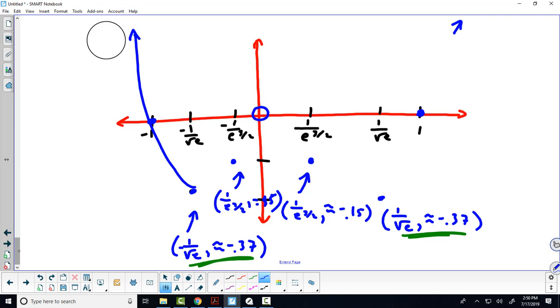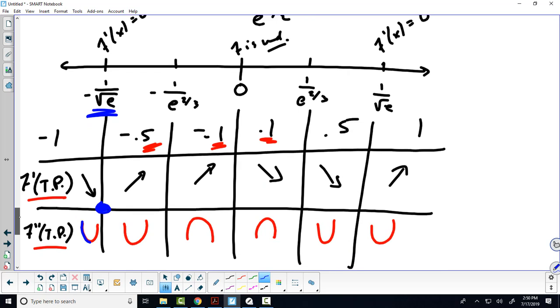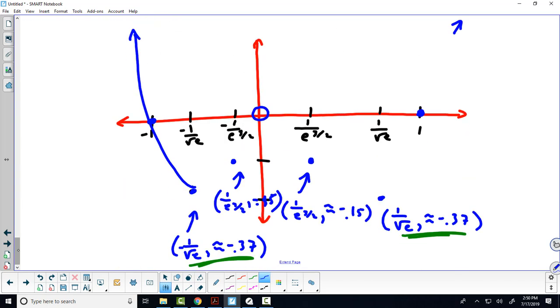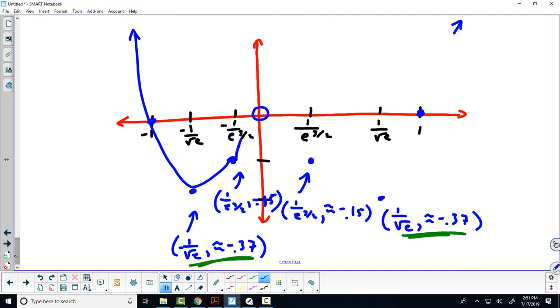I'm going to erase that arrow now. Then, according to our chart, we've got a local minimum there because that was a critical number. Now we're going to be increasing in a concave up manner until we get to this inflection point. We know it's an inflection point because that's where we changed from concave up to concave down, and it was a point defined on the original function. So we continue increasing, but now in a concave down manner.